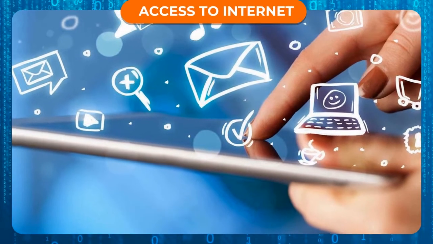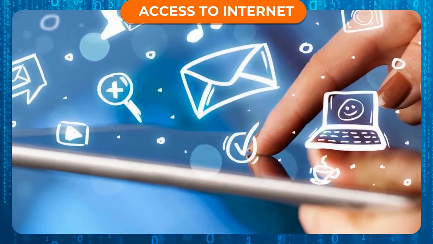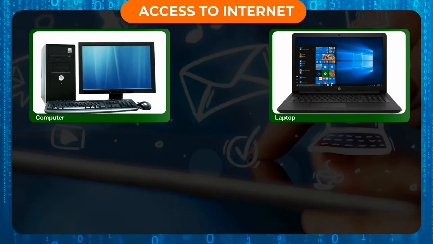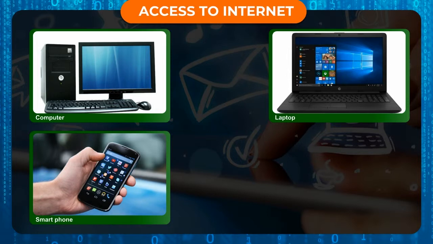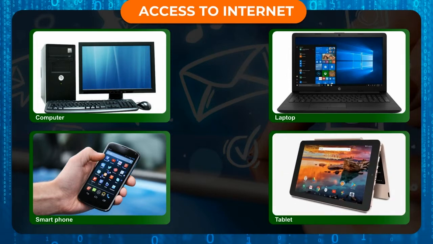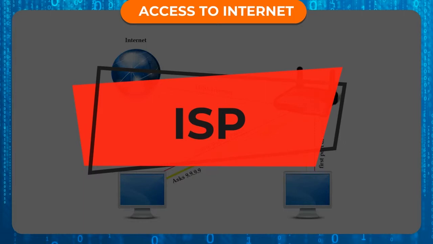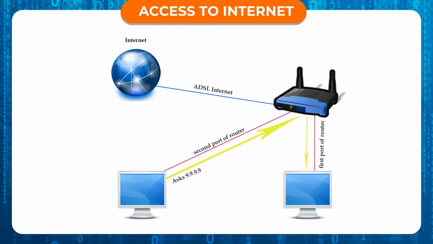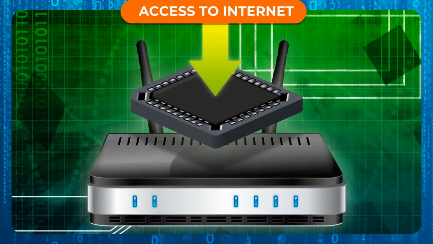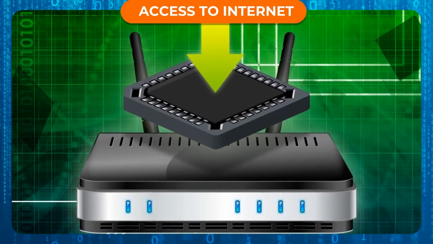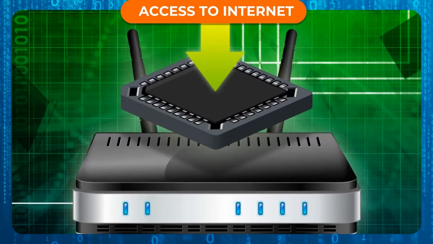Access to Internet. You can access the Internet through a device such as a computer, laptop, supported phone, smartphone, or tablet, etc. A modem and an Internet connection subscription from an ISP are required to be connected to the device to run the Internet. Some devices use a separate modem to run Internet, while some come with a pre-installed modem.